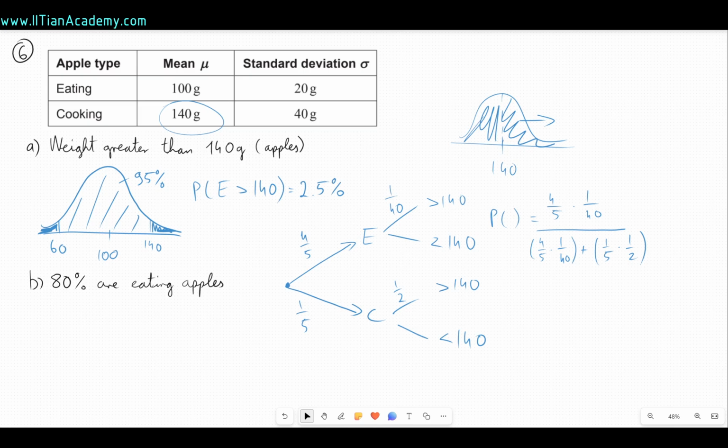And what we need to do now is simplify it. So this will be 1/10 over 1/50 plus 1/10. 1/10 is 5/50. So what we have is, sorry, this is 1/50 at the top. So what we have is 1/50 divided by 6/50.